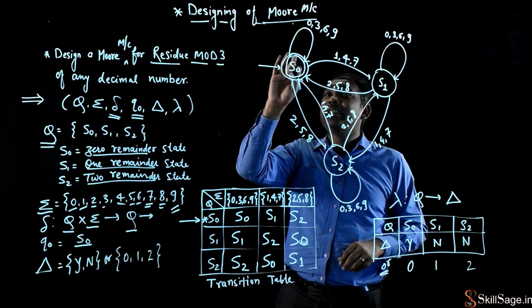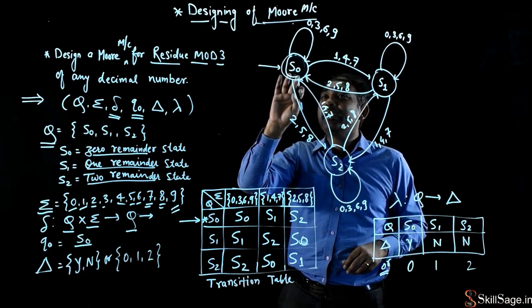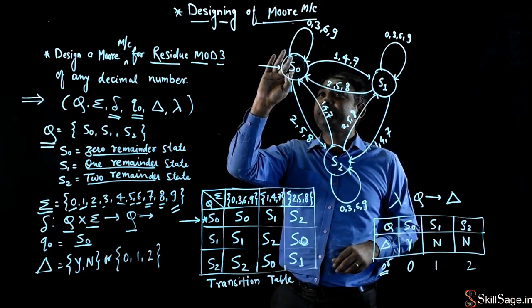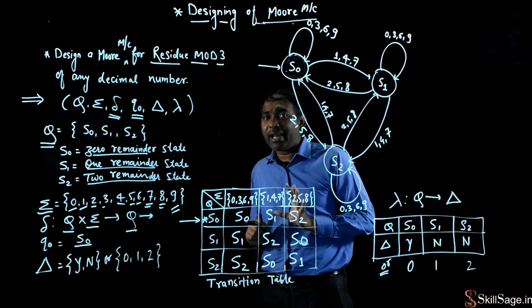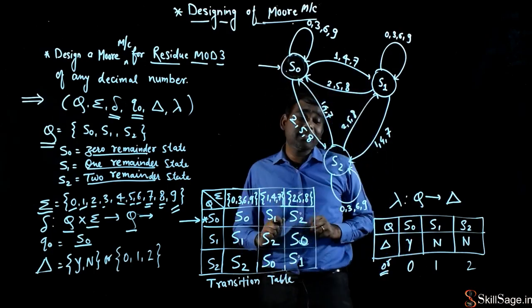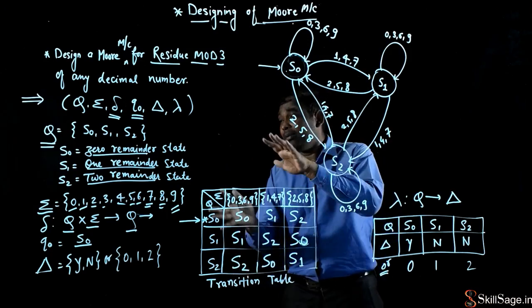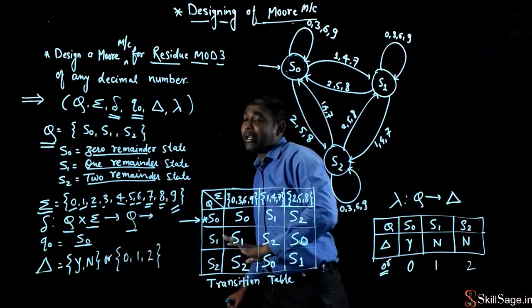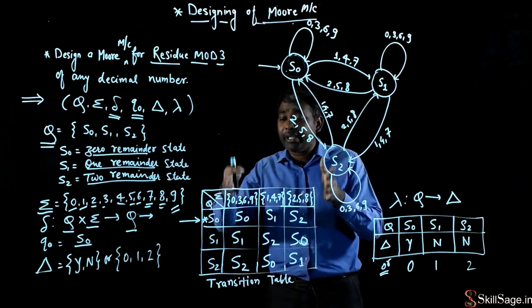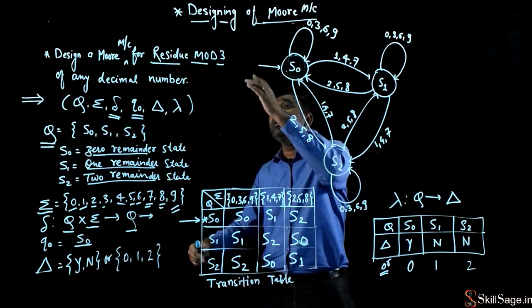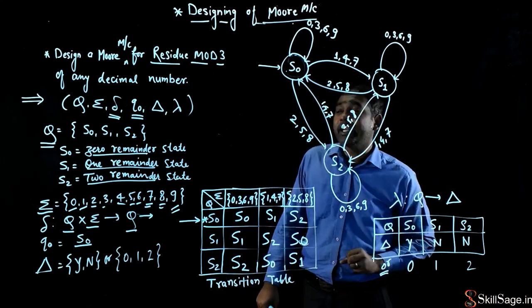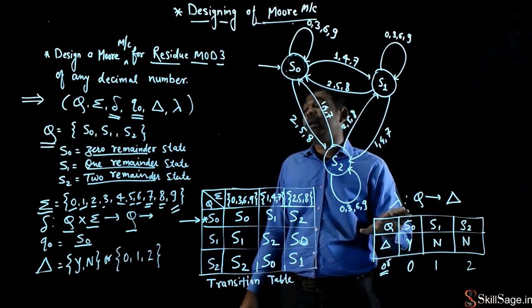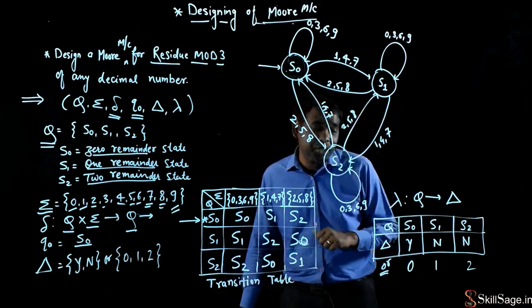The only thing is that the final state will not be there, because a Moore machine does not have a final state. The initial state will remain as it is, S0. My transition table will remain the same, because the delta of the DFA is exactly similar to the transition function of my Moore machine. One extra function gets added here, that is lambda, and lambda is my machine function.